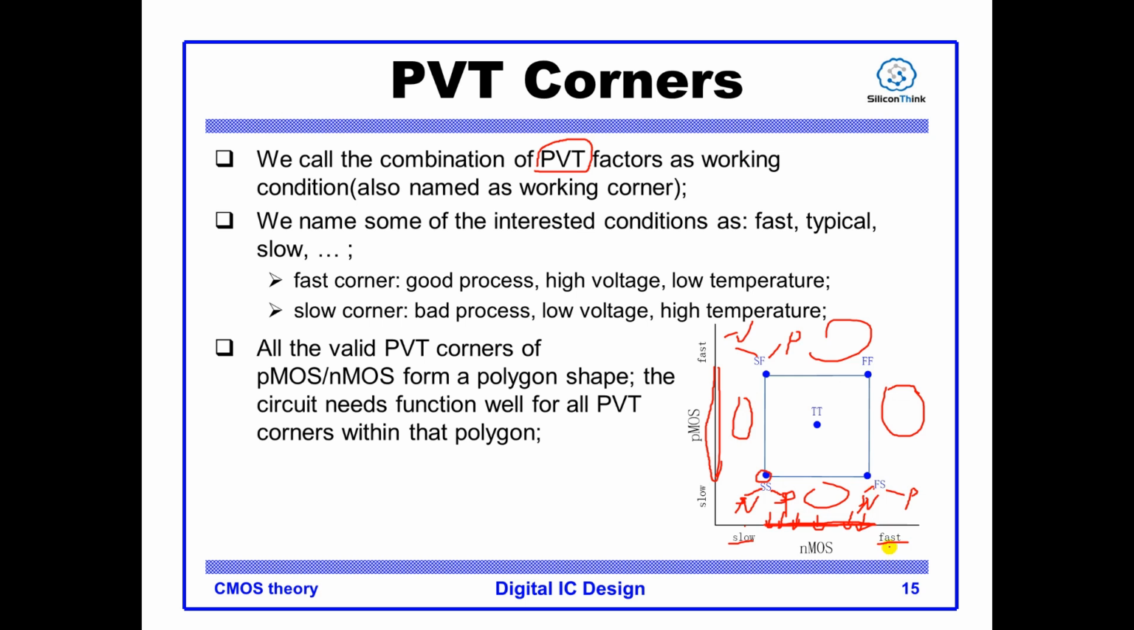And for the fast corner, the transistor usually has small delay, and for the slow corner, the transistor must have big delay. So you can say the effect of PVT factors is just making the delay of the transistor a little bigger, a little smaller, a little bigger, or a little smaller.